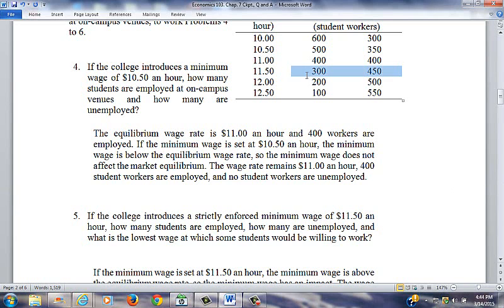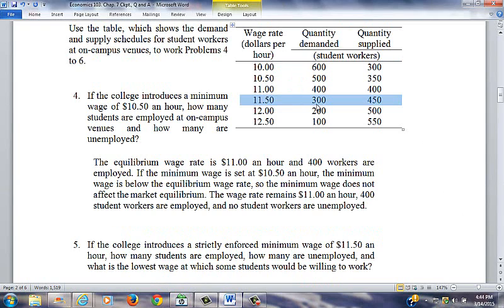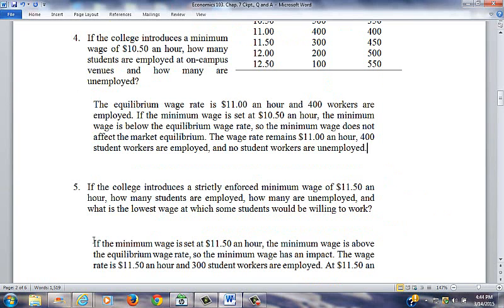You can look at the chart here and see the numbers at $11.50, the quantity demanded of student workers at 300, quantity supplied, meaning that there's 450 workers willing to work at that wage rate of $11.50. So if the minimum wage is set to $11.50 an hour, the minimum wage is above the equilibrium wage rate, so the minimum wage has an impact.